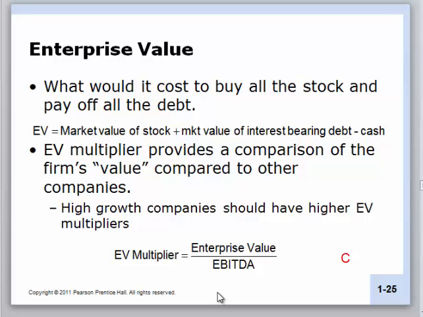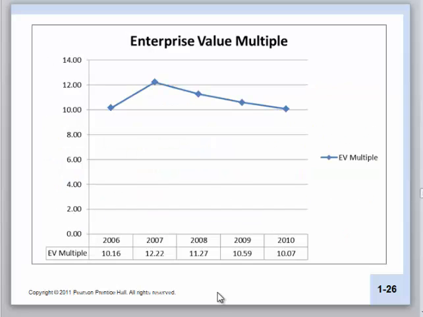So how could we ultimately use, or how can we analyze this number? High growth companies should have higher enterprise value multipliers. So what do we find with Coors? Over the last couple of years, Coors has declining enterprise value multipliers, which means they're moving away from a growth position and they're moving more to a stable, more of a value position, if you will.